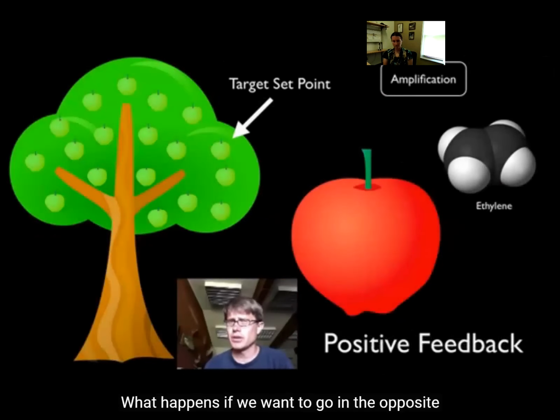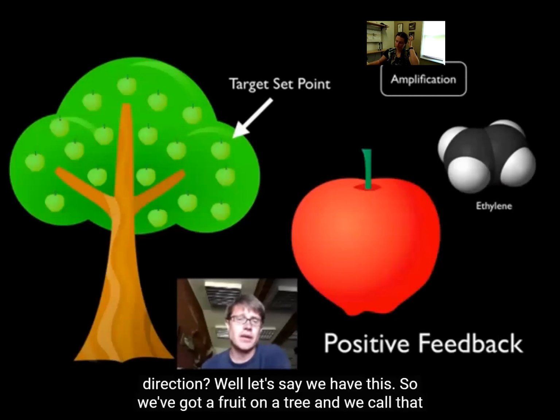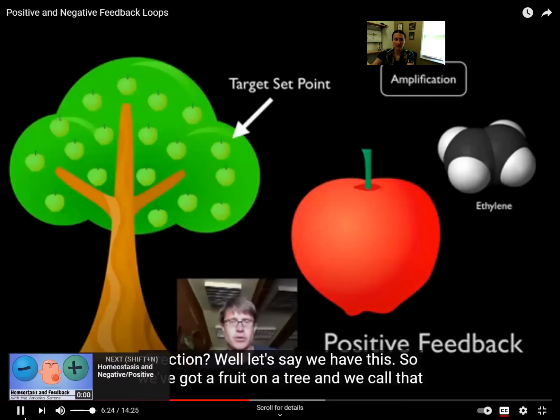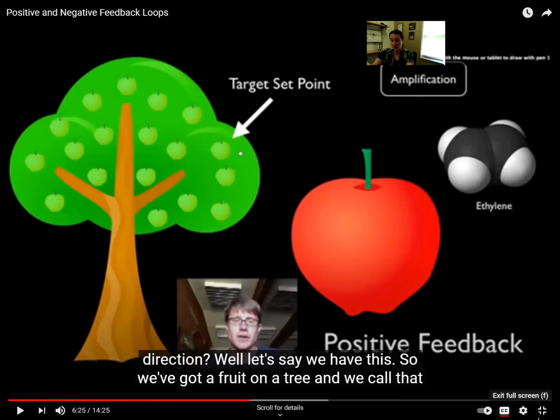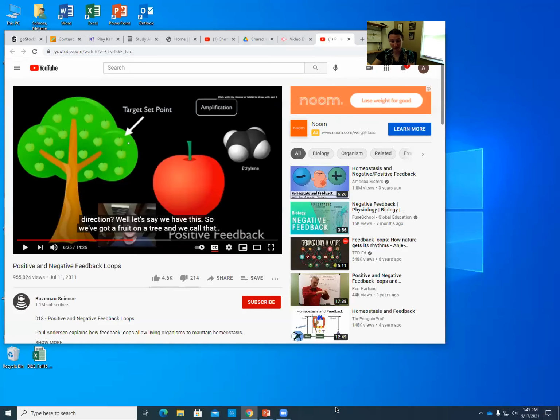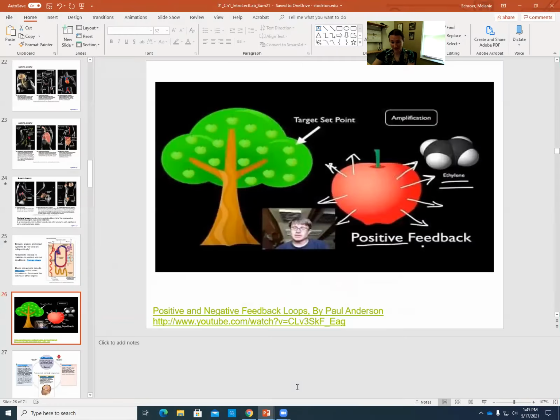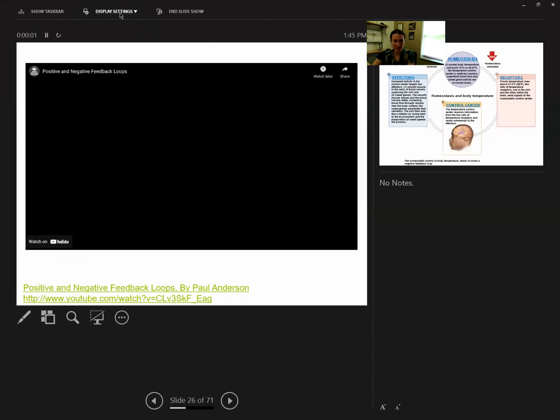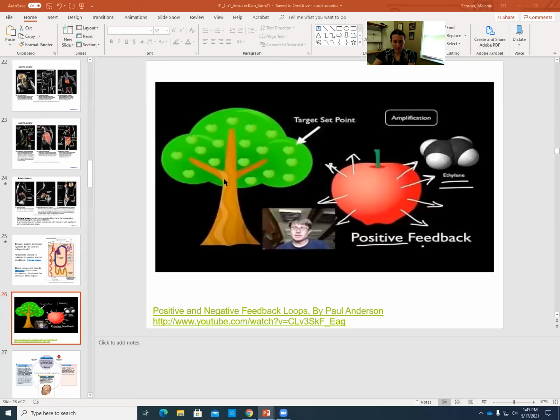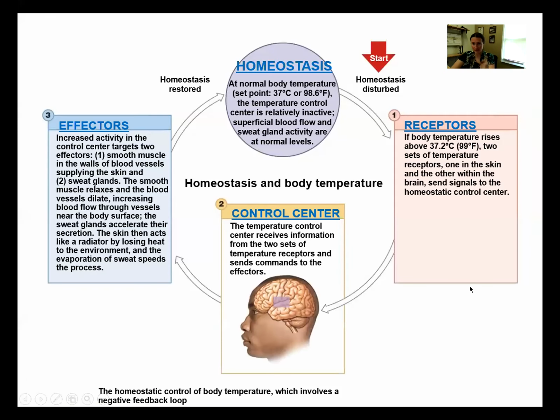What happens if we want to go in the opposite direction? Well, let's say we have this. So we've got a fruit on a tree. Okay, and while this is fascinating, we're not going to talk about plants. Instead, let's go back to our human examples here and build on what Paul Anderson is talking about.